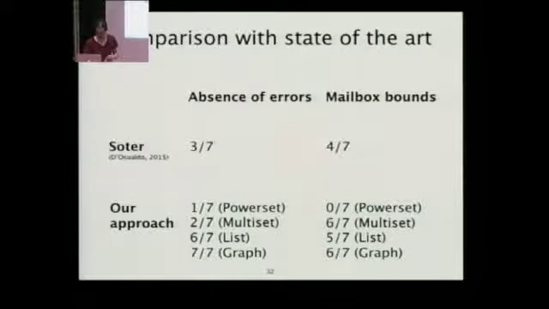There's only one that we couldn't verify with the graph. And we see, for example, that the powerset abstraction does not have a good precision because you can only verify one of them.